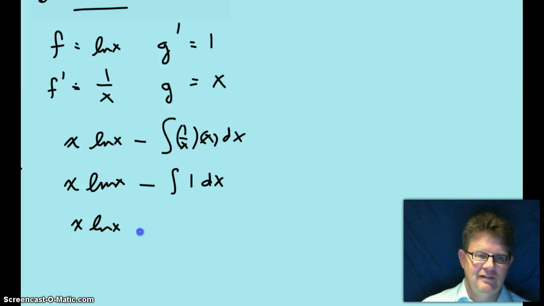x ln of x minus x plus some arbitrary constant.